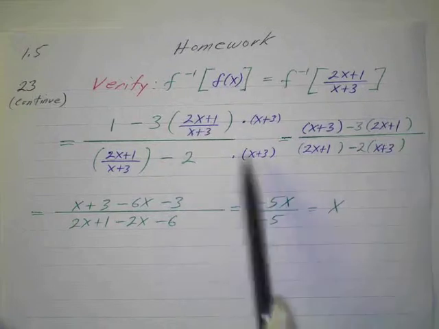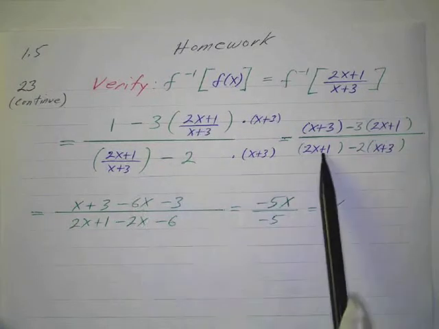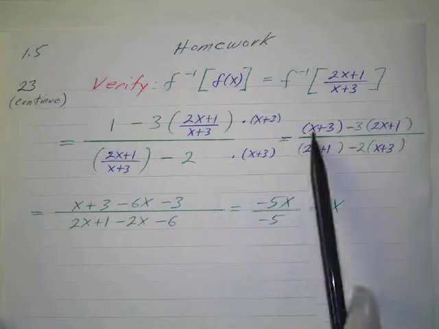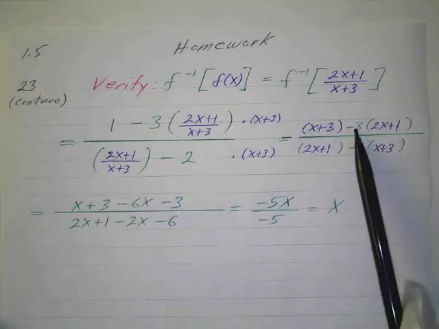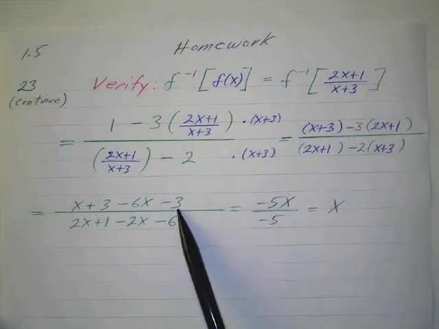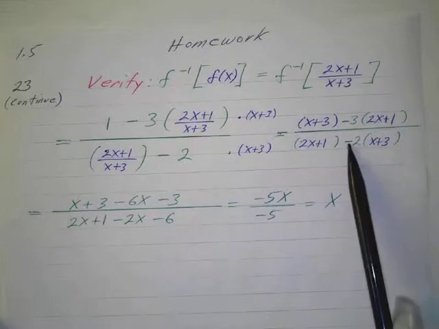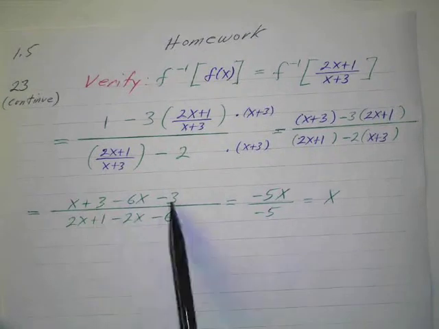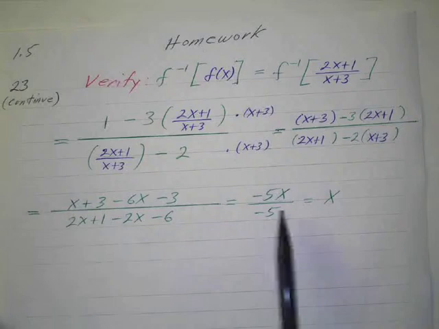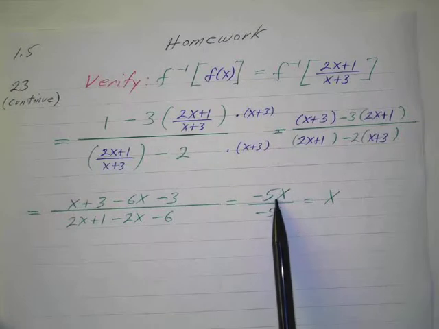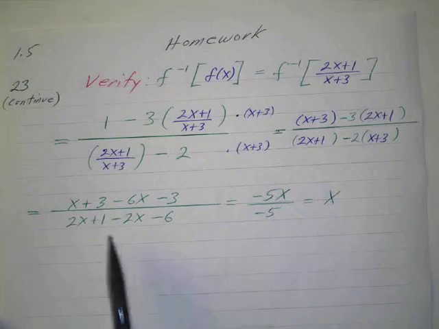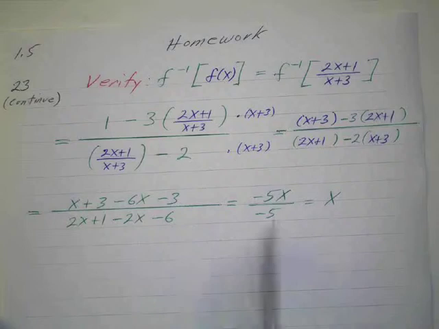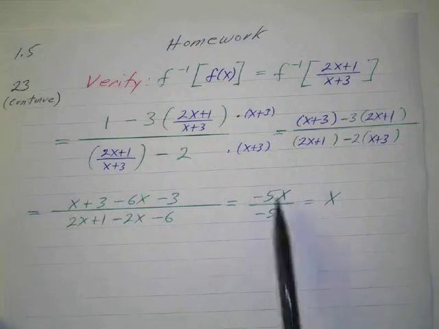And on the bottom, x plus 3 over x plus 3 is 1, so I've got 2x plus 1 minus 2 times x plus 3. Then I use the distributive property: on top, x plus 3, negative 6x, negative 3, and on the bottom I've got 2x plus 1, and negative 2x, negative 6. And then 3 minus 3 is 0, negative 6x plus 1x is negative 5x, like in the last verification. And then 2x minus 2x is 0, and 1 minus 6 is negative 5. Negative 5 over negative 5 is 1, so just 1 times x is x.